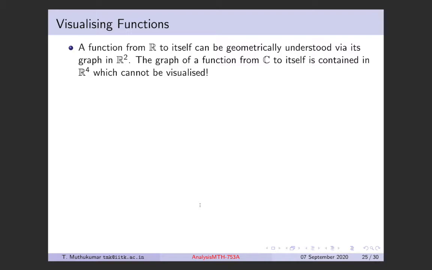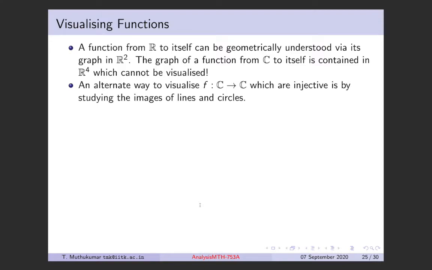I mean, we cannot visualize R4, something sitting in 4 dimensions, right? So how do we do this? The idea is to look at what happens to specific subsets of the domain, or curves in the domain. Whenever you have a map from C to C, if it's an injective map, the nice thing to do is to see what happens to lines and circles. Where are lines mapped, where are circles mapped? Looking at these things will give you some kind of visualization of what the function is doing, right?